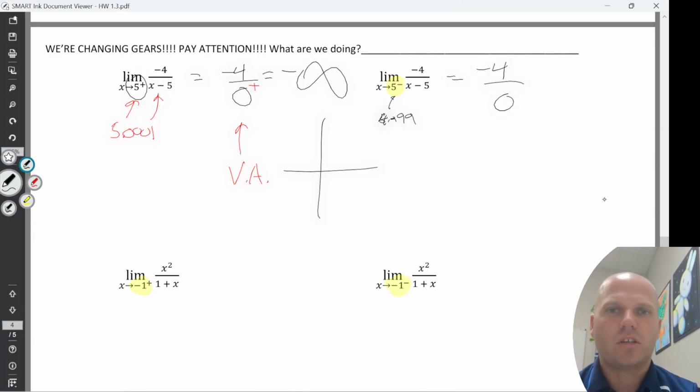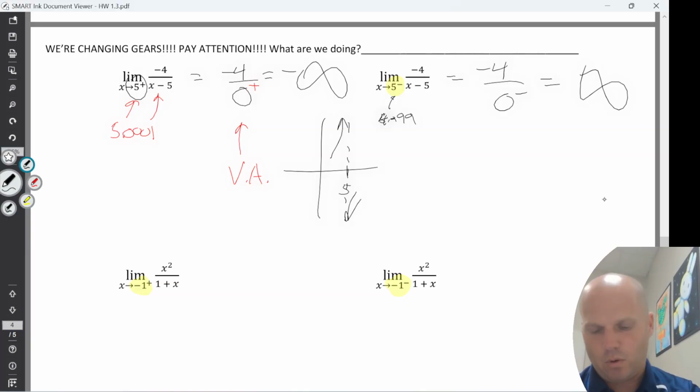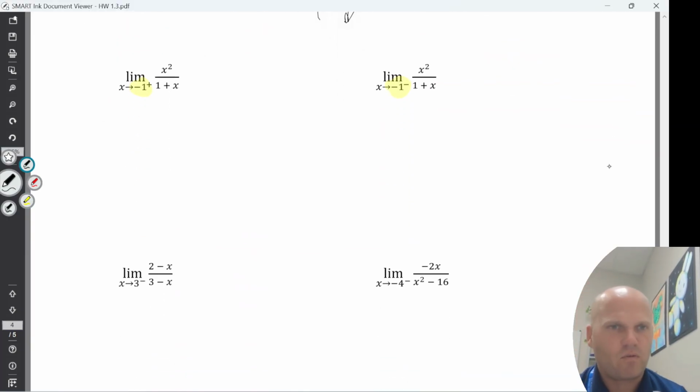over something close to 0. However, that number close to 0 would be negative, and I'd get a positive. What this provides us is a way to understand that at a vertical asymptote, to the left of the vertical asymptote, I'm going up. To the right of the vertical asymptote, I'm going down. It won't always be that way. We just have to figure it out.